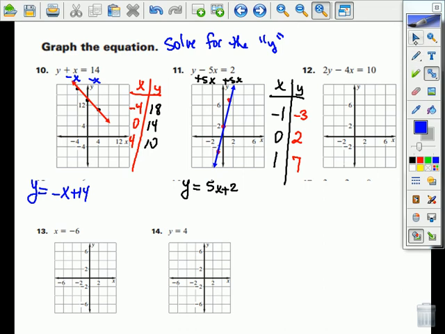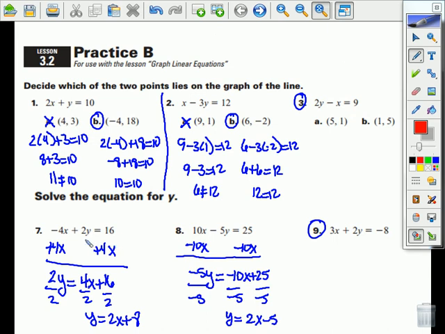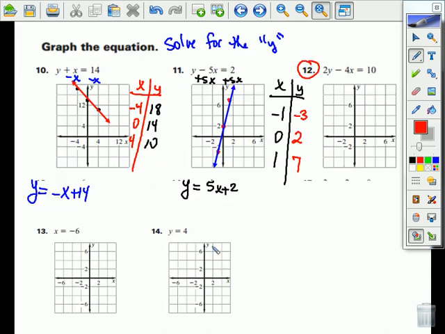I want you to come in tomorrow with number 12 completed. If you have to look back here to see what to do if you have a coefficient with the y, then go ahead. And it will work if you use -2, 0, and 2 for your domain values. So I want you to do number 12. Number 13 looks a little different.